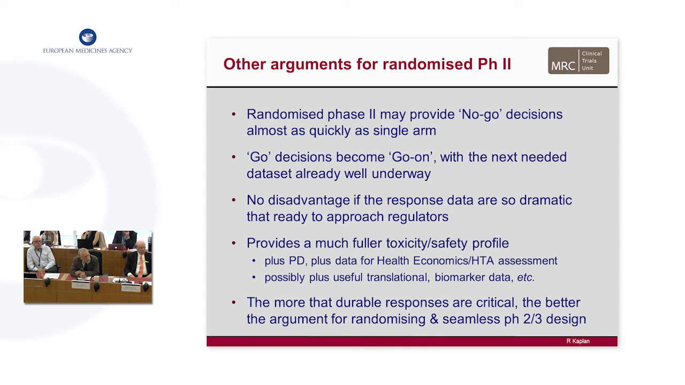In the meantime, if that's not the case, you provide a much fuller toxicity and safety profile, pharmacodynamics and potential for HTA assessment and so forth, plus presumably relevant biomarker data and translational data, and the time frame could be very similar. Again, it's not going to work for chordomas, I presume, unless we can have an international platform for chordomas, but it may work for very many of the other diseases that we're talking about today. And the more the durable responses are critical to useful data, then the better the argument is for randomizing and a seamless design right from the beginning. And I'll stop there.